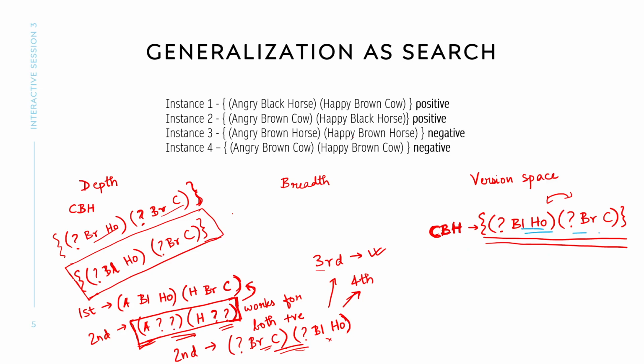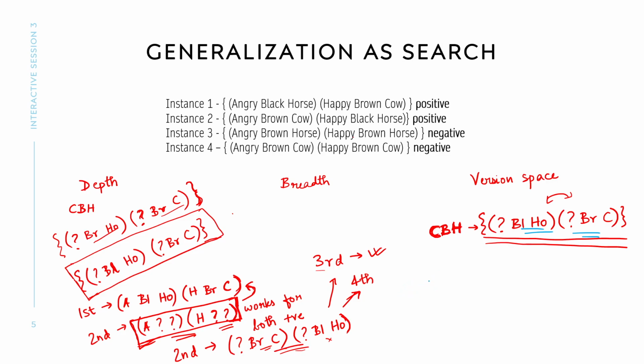Now that we have done it through depth first, this is the answer in every case. But how do you get to this answer? What is the process? If it is a negative instance, then retain in the subset those generalizations which do not match the instance.